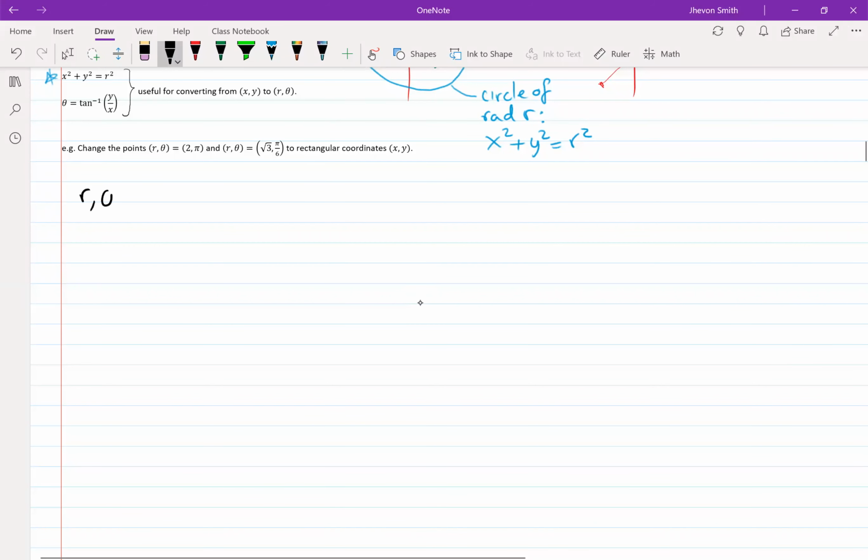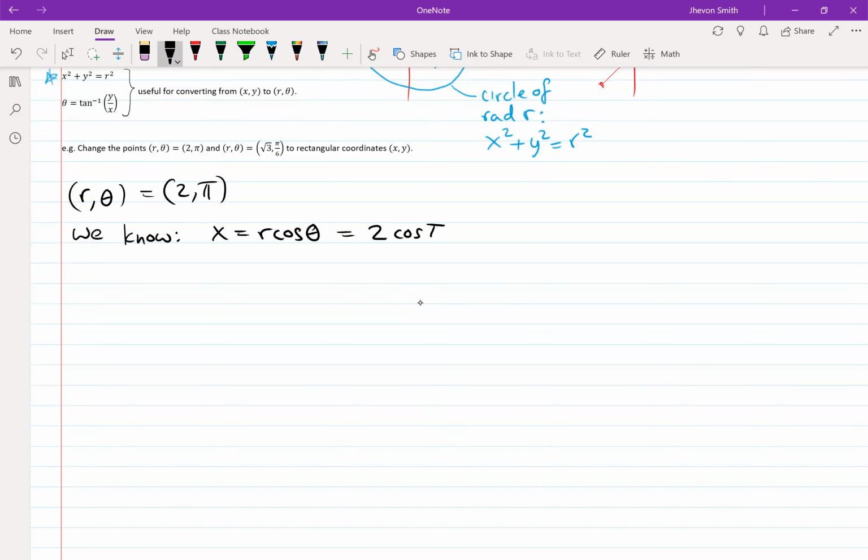So I have r theta. In the r theta universe, I am at the location 2 comma pi. How do I know what this looks like in the xy universe? Well, your x would be r cosine theta. So in this case, it's going to be 2 cosine pi. What is the cosine of pi? This is where you guys jump in. 0. No. -1. Sorry, yeah, -1. So cosine pi is -1.